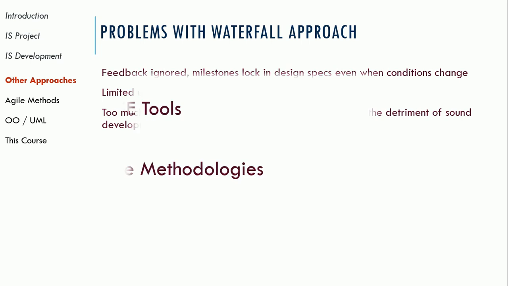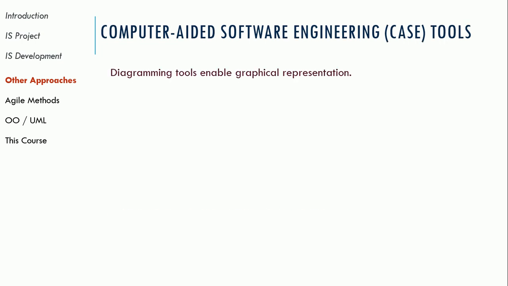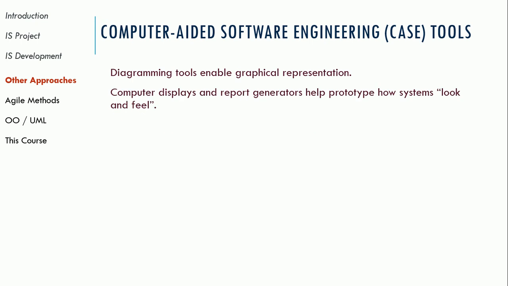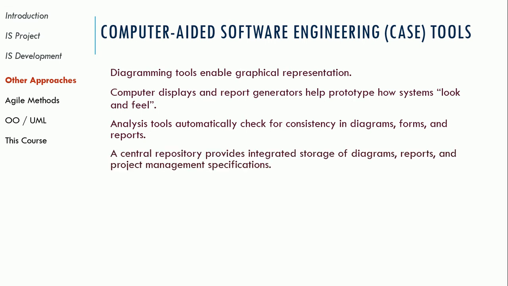So some of the other approaches and tools that we have are CASE tools, agile methodologies, and extreme programming. Basically, CASE tools are computer-aided software engineering tools. So rather than us going through a formal process to do systems design, instead, we use tools that give us a graphical representation of a system that we're developing. The computer displays prototypes of how the system's going to look and feel. And then it automatically checks for consistency in diagrams, forms, and reports. So it automatically makes sure that everything makes sense. And then it basically generates code for you. So it can generate standardized technical and user documentation.